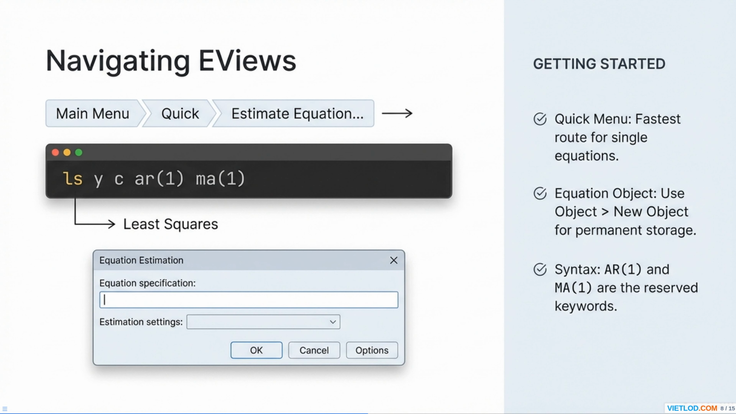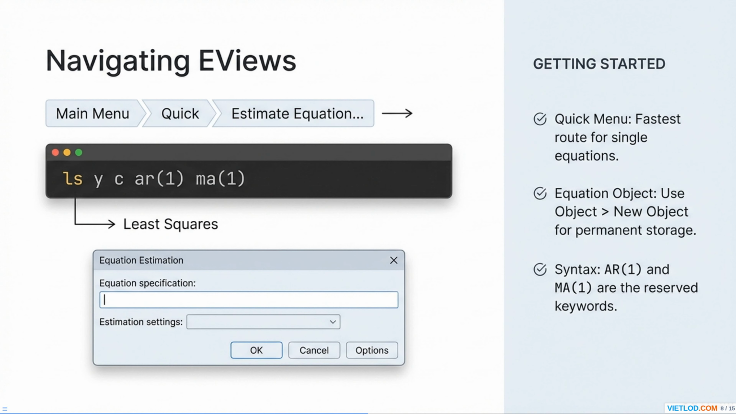To begin estimating your time series models in EViews, there are a couple of primary routes. The fastest way for a quick analysis is using the command line. You initiate the estimation with LS for least squares, followed by your dependent variable, C for the constant term, and then specify any autoregressive or moving average components. For instance, LS Y C AR(1) MA(1) would estimate an ARMA(1,1) model for variable y.